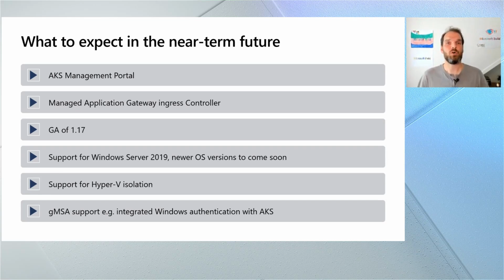We currently support Windows Server 2019 in AKS, but we will bring new operating systems very soon. We'll also bring support for Hyper-V isolation, which enables you to run untrusted code side by side inside your Kubernetes cluster. And finally, GMSA for those workloads that today rely on integrated Windows authentication, and you'll be able to go and run those in AKS as well.